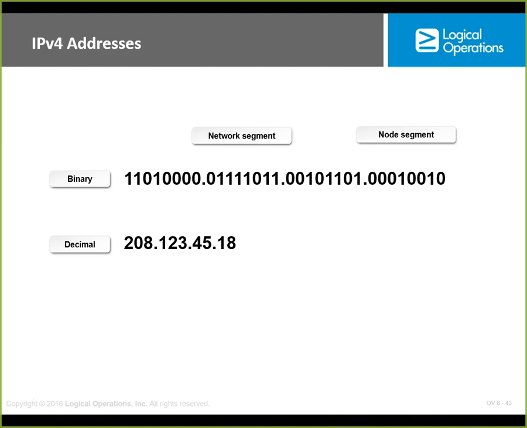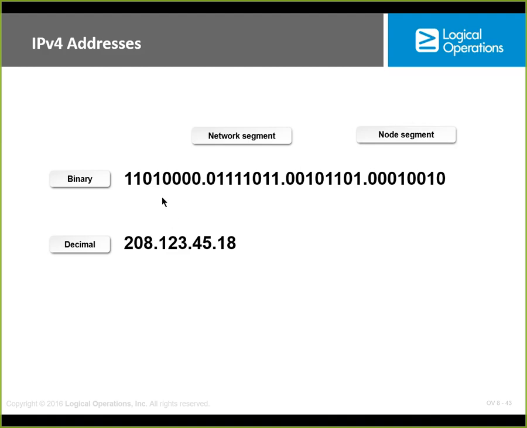On this one, we have the network segment and the node segment, but we don't see what the subnet mask is here. It should be 255.255.255.0. So the network portion of this one would be 208.123.45.0. The zeros are the network addresses. The broadcast address would be 208.123.45.255. So we have an IPv4 address written in decimal called a dotted quad, made of octets, 8 bits.